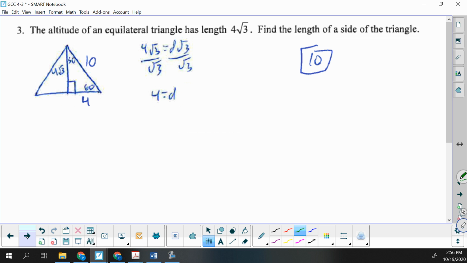An equilateral triangle, we want to remember all the angles are equal. So if you do 180 divided by 3, that gives us 60 for each angle. And then when you draw the altitude down, it splits that 60 on top into 30 for each of them. So it becomes a 30, 60, 90 triangle. They told us the altitude is 4 square root of 3. Well, that's across from the 60, which is D square root of 3. Divide square root of 3 on both sides, and we get D is 4.